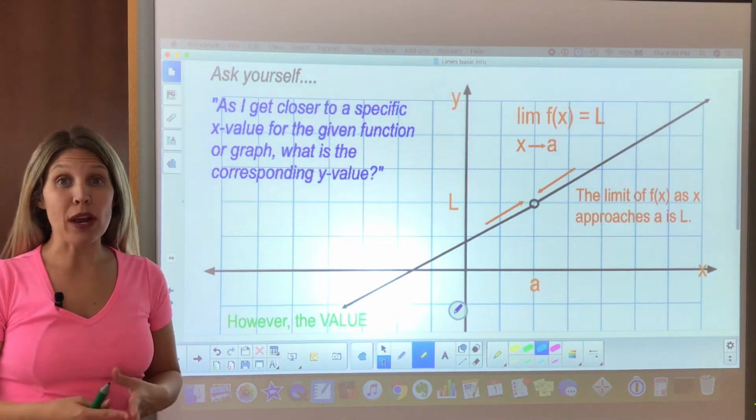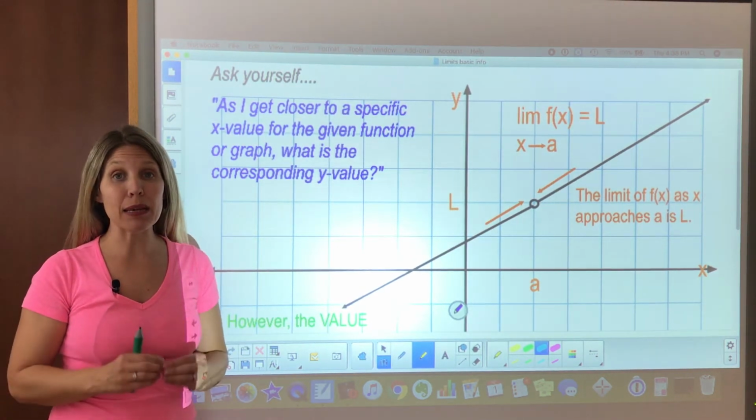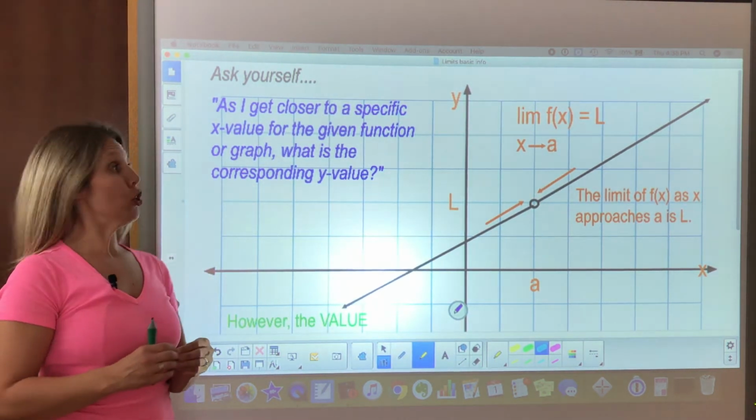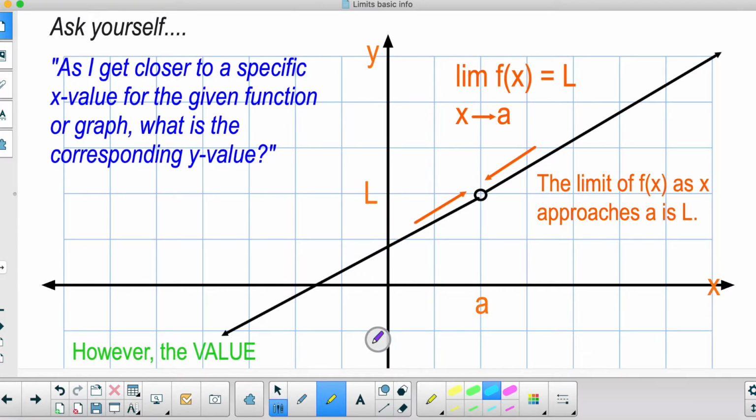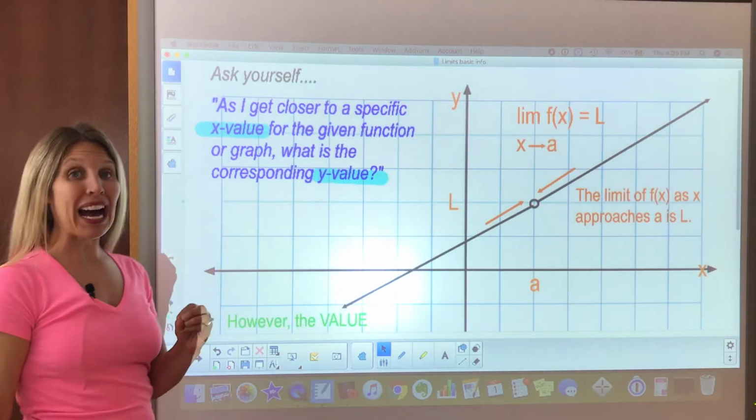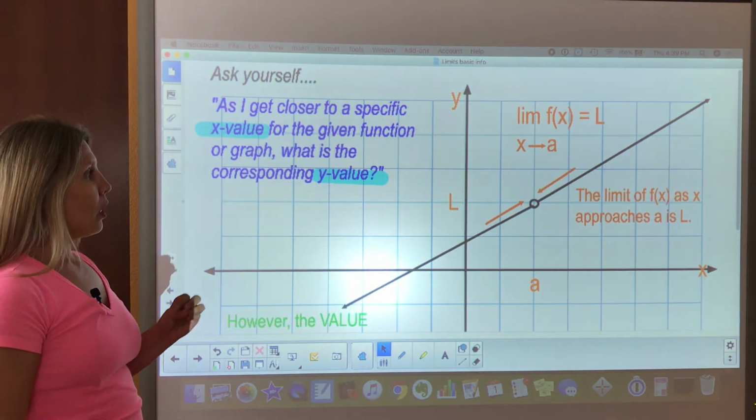Now let's look at this graphically. Anytime you have a limit question, you need to ask yourself, as I get closer and closer to a specific x value, for the given function or graph, what is the corresponding y value? This is key. A limit answer is a y value.